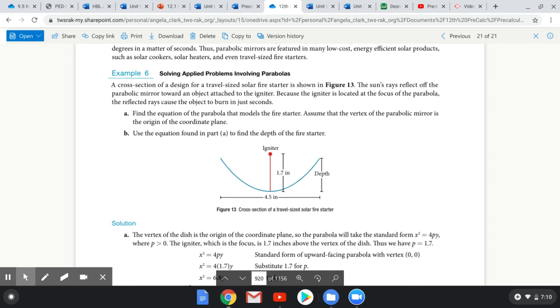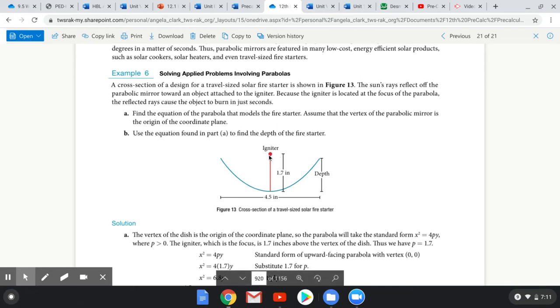All right, we are going to look at a word problem for parabolas. A cross section of a design for a travel-sized solar fire starter is shown in figure 13. The sun rays, that's this one, reflect off the parabolic mirror toward the object attached to the igniter.